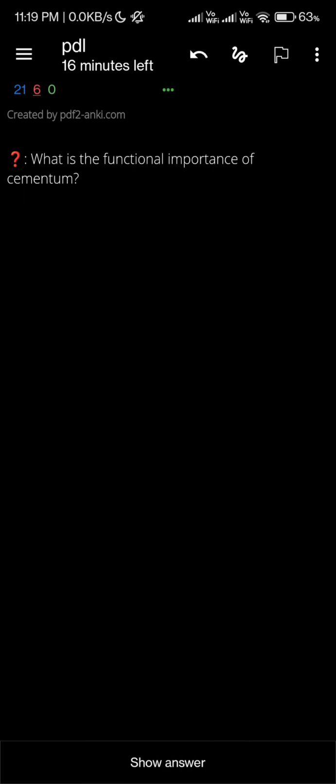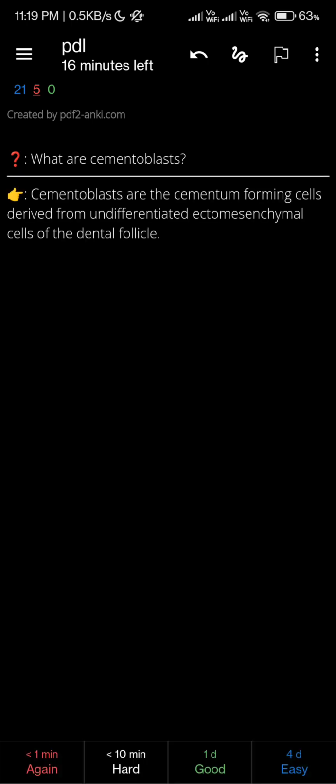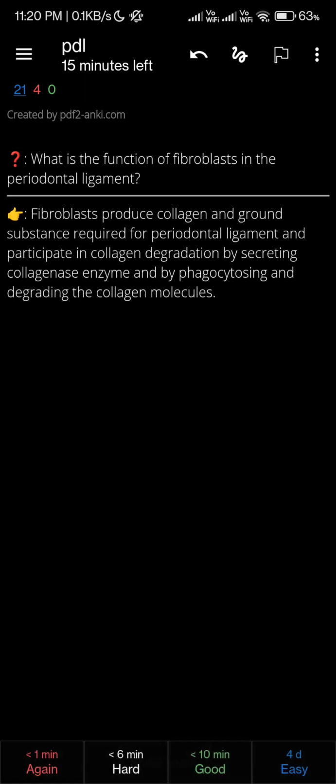What is the functional importance of cementum? Maintaining the width of the periodontal ligament. What are cementoblasts? Cementum forming cells from the undifferentiated ectomesenchymal cells that surround the tip of the root. What is the function of fibroblasts in the periodontal ligament? Maintenance of the extracellular matrix, collagenase and so on.